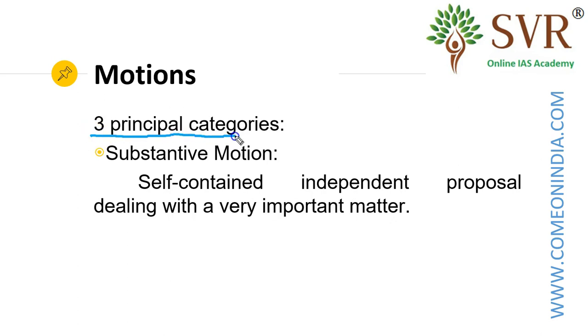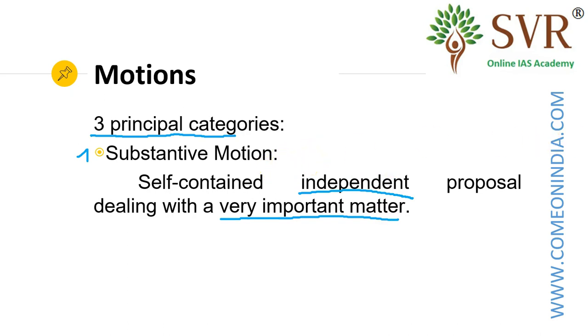The three principal categories are number 1, substantive motion, number 2, subsidiary motion, and number 3, substitute motion. First, let us see about substantive motion. The substantive motion is a self-contained independent proposal dealing with very important matters. Here you have to note down that it is an independent proposal. That is, it doesn't depend upon any other motions or any other matters.